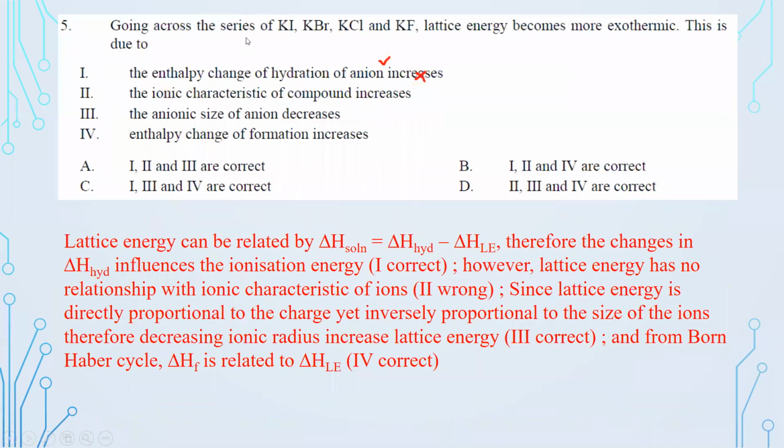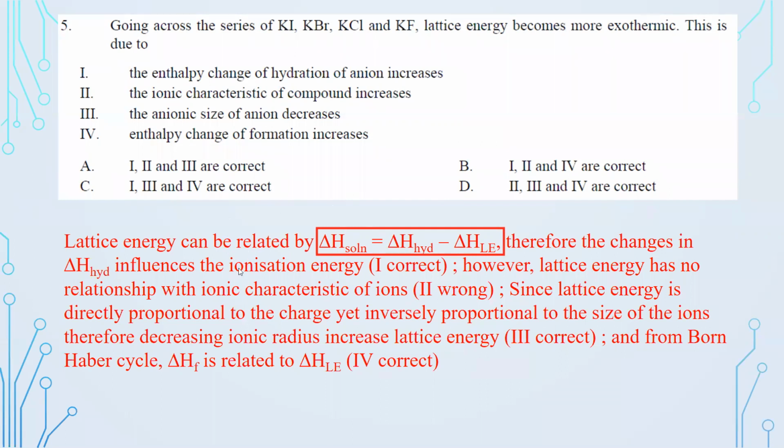Going across the series KI, KBr, KCl, KF, the lattice energy becomes more exothermic. So this is due to why the lattice energy changes. In here you have a few relationships. The first relationship is that the enthalpy change of solution is equal to hydration minus lattice energy. So in here the enthalpy change of hydration is going to influence a lot in the lattice energy. Okay. So number 1 is correct.